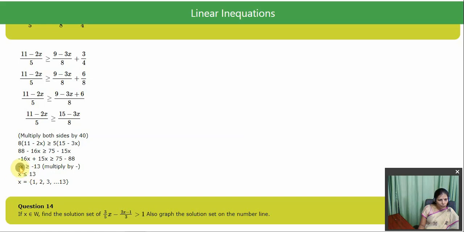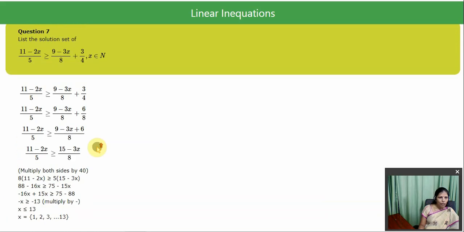As you need to remove the negative sign of this x, you have to multiply both sides of the inequality with -1. So when you multiply, automatically this x becomes positive. Here -13 into -1 becomes +13, but the sign gets reversed. x is less than or equal to 13. So all the values which are less than or equal to 13 will be the solution for this inequality.